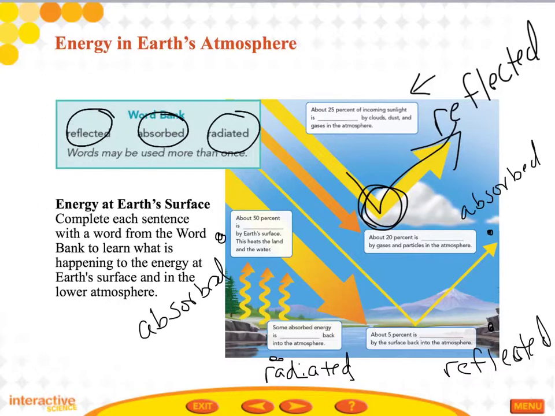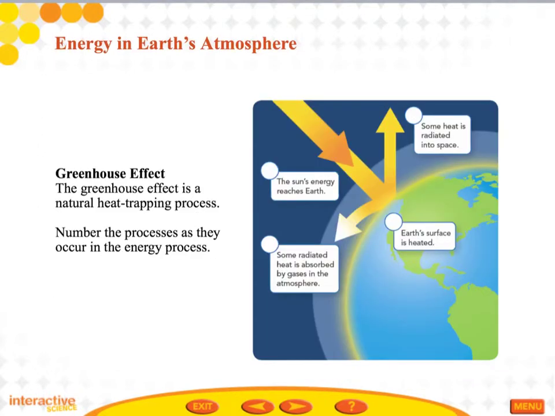The last section about the sunlight and the atmosphere is about the greenhouse effect. Now, the greenhouse effect is just like what you would expect it to be. What happens in a greenhouse? A greenhouse traps energy inside and allows plants to grow. Well, the same kind of thing is here, right?